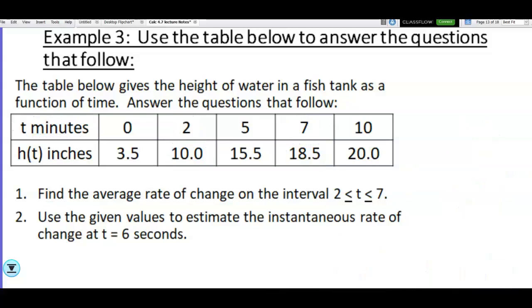What's the difference between average rate of change and instantaneous rate of change? Well, average rate of change is the slope of a secant line. Instantaneous rate of change is the slope of a tangent line. Okay? So what we can do when you're dealing with tables, and by the way, this is a really common AP question.